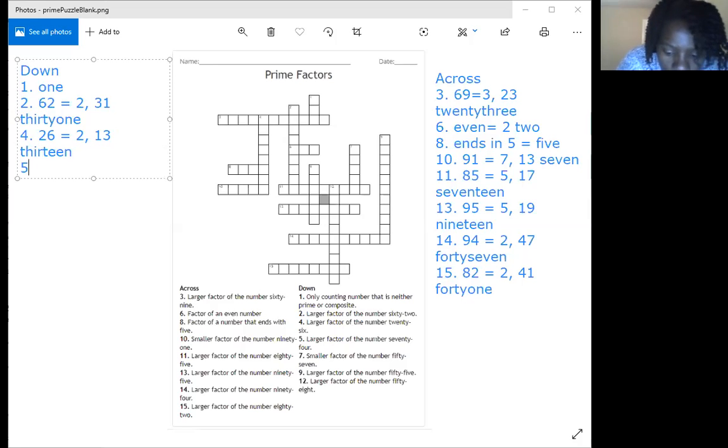For number 5, it says the larger factor of the number 74. 74 is also even. And so since it's even, one of the factors is 2. Half of 74 is 37. So the larger is 37.